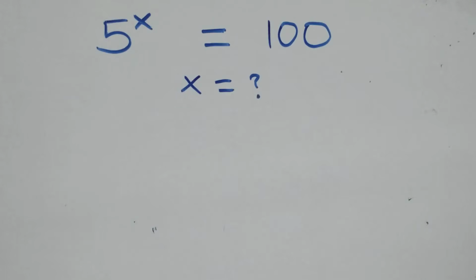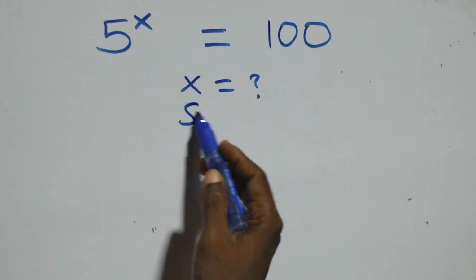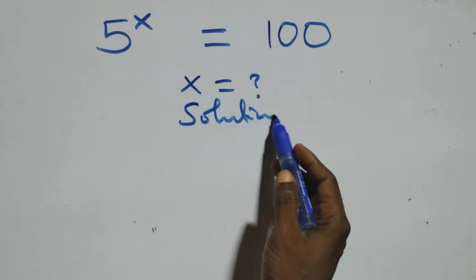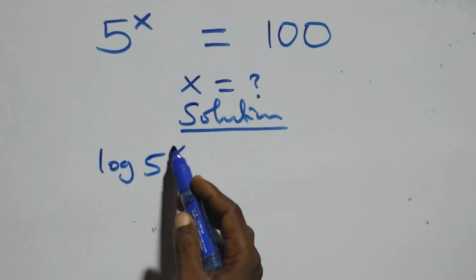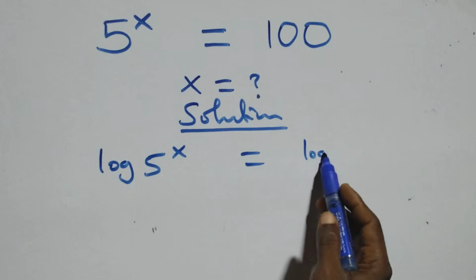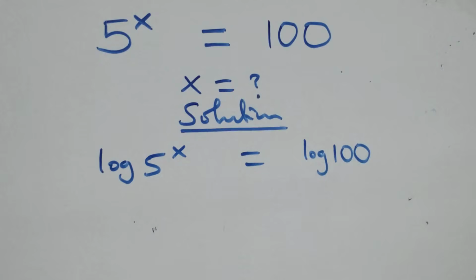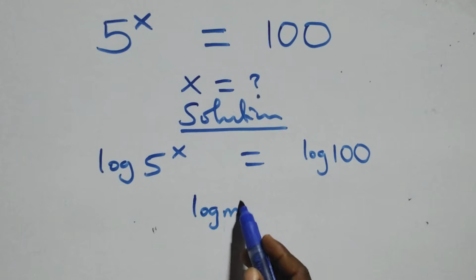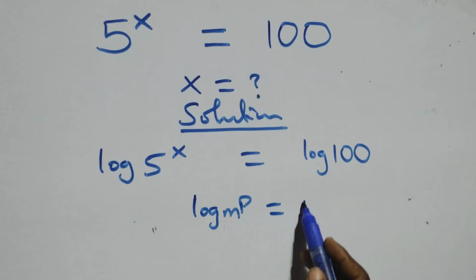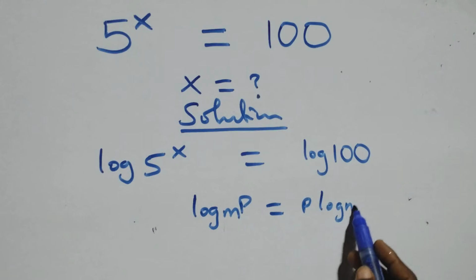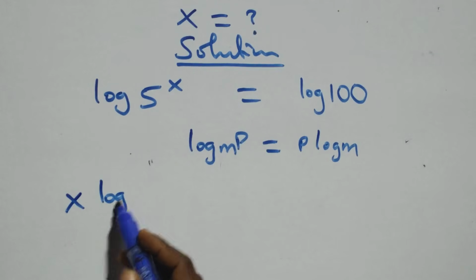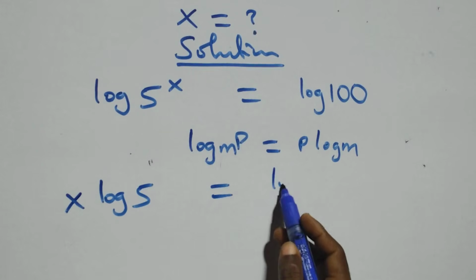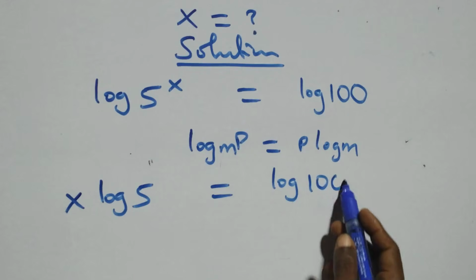Hello, you're welcome. How to solve this nice exponential equation? Solution: from what we have here, you take the log on both sides. Here we have log 5 raised to power x equals log 100 on this side. For this, we apply the power law of logarithm: when we have log m raised to power p, this is the same thing as p log m. So we have x log 5 equals log 100.